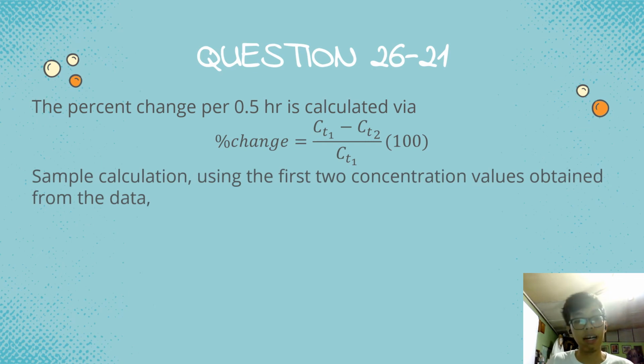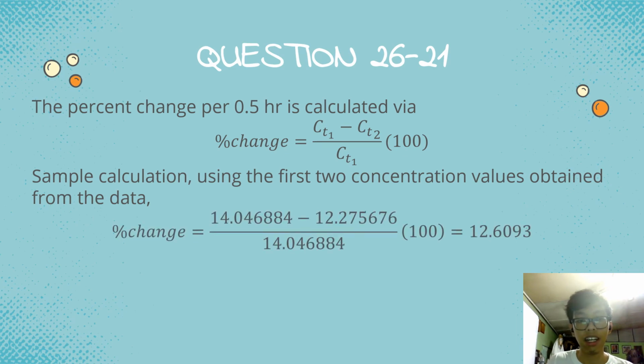So here we have a sample calculation using the first two concentration values obtained from the data. Percent change is equal to 14.046884 minus 12.275676 all over 14.046884. 14.04 here is the concentration at 0.5 hours. 12 here is the concentration at 1 hour. And we get the percent change as 12.6093%.